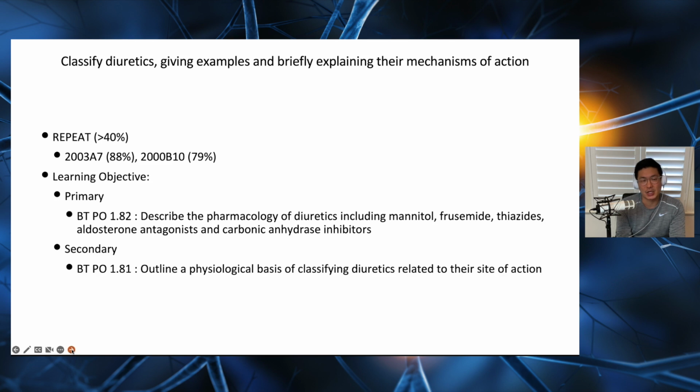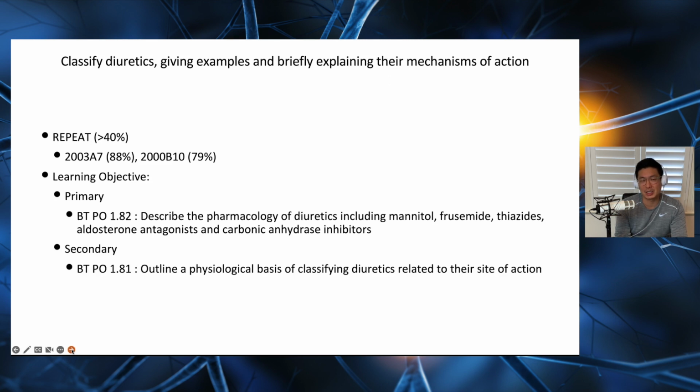So maybe these questions are a bit more, well, I guess the challenge is making sure that you had that breadth, because you could talk so much about diuretics and focus on loop diuretics or thiazides. But as you can see, the key thing is BTPO 1.82, describe the pharmacology of diuretics. The broad categories that you should include are mannitol, furosemide, thiazides, aldosterone antagonists, and carbonic anhydrase inhibitors. Those would be the key ones there.